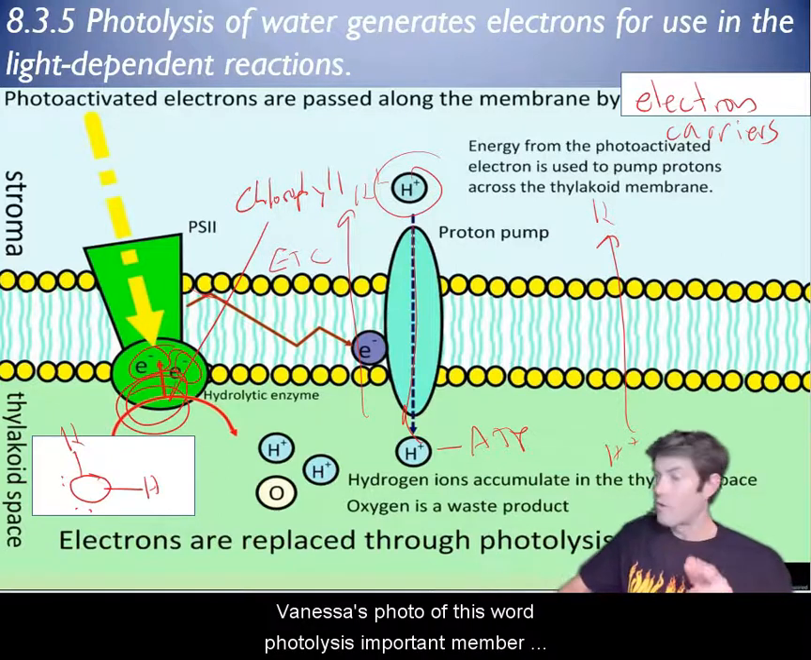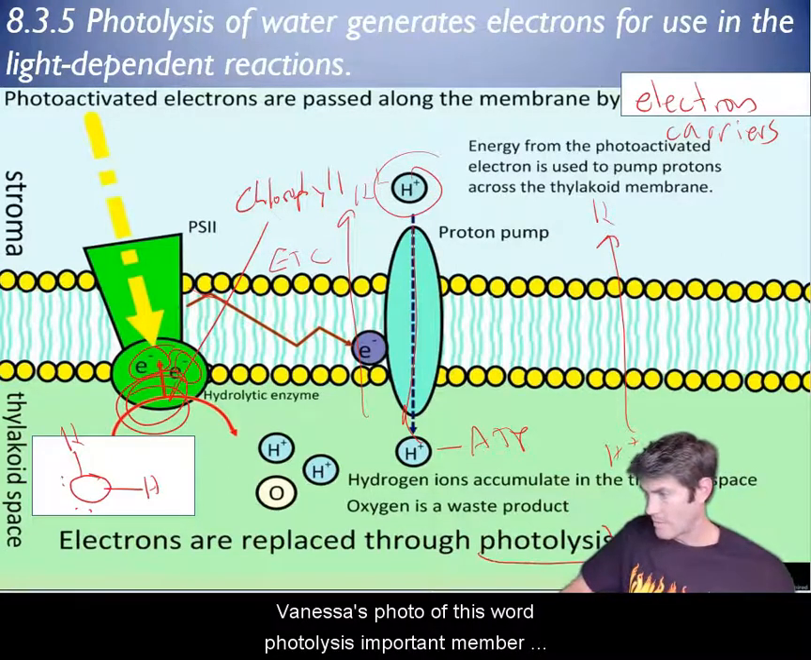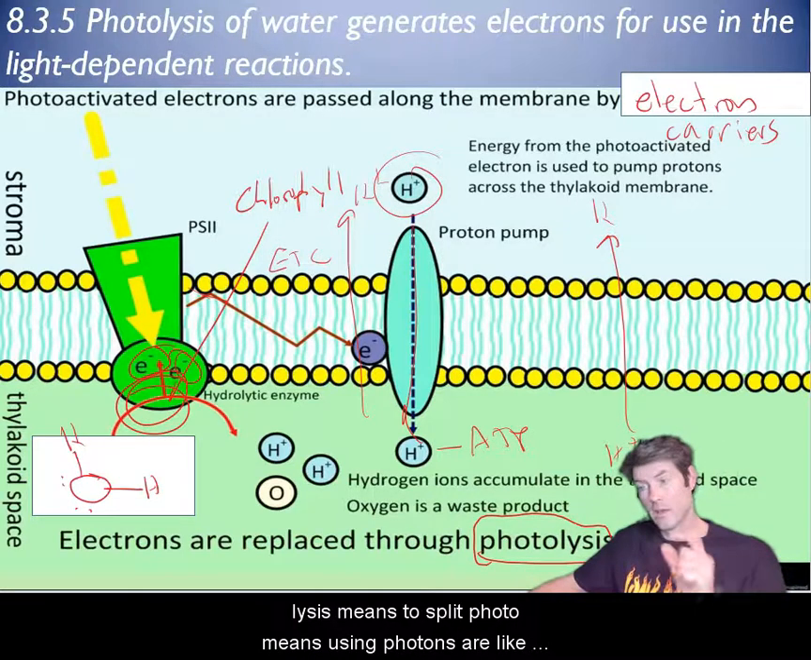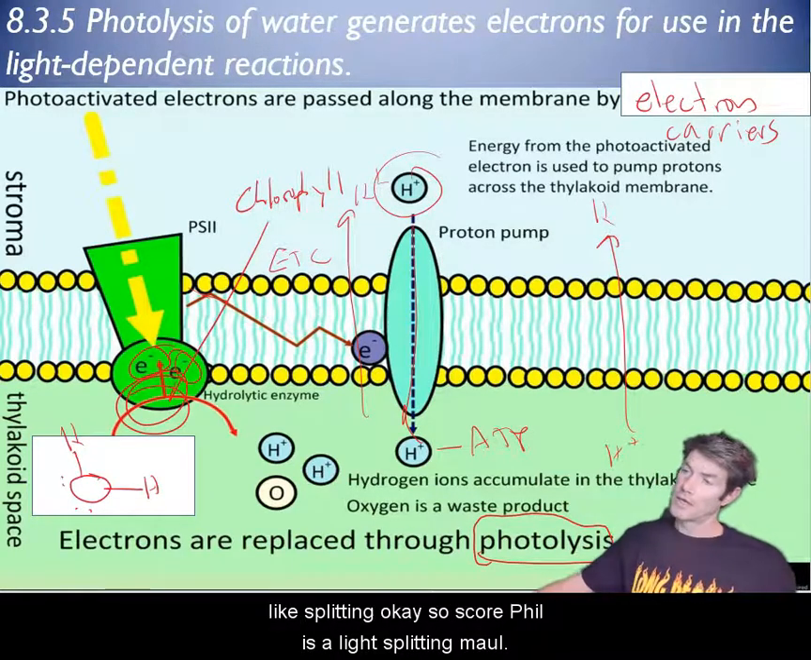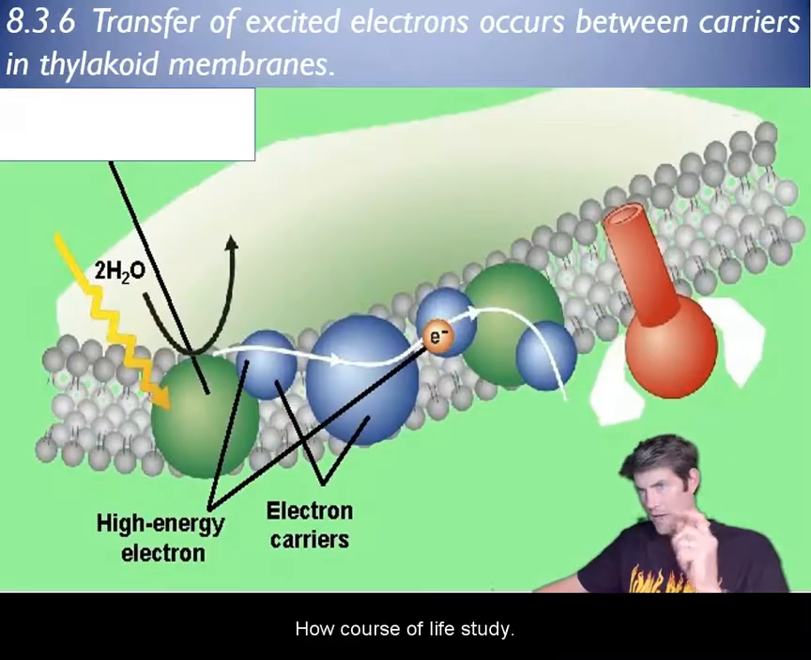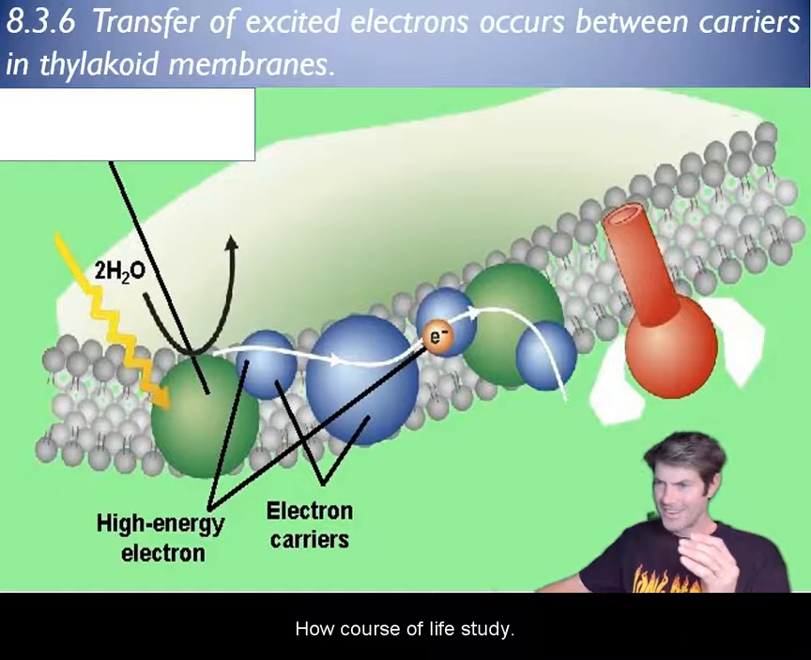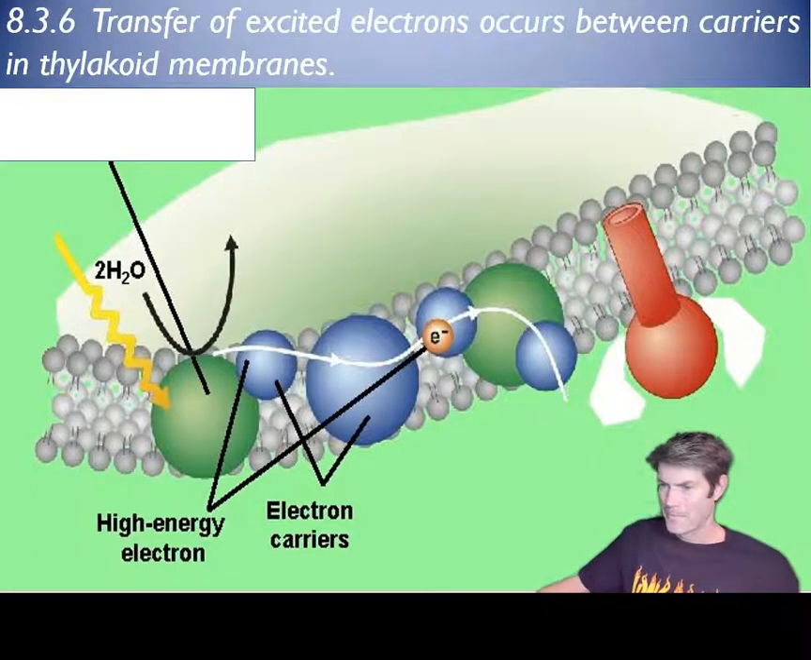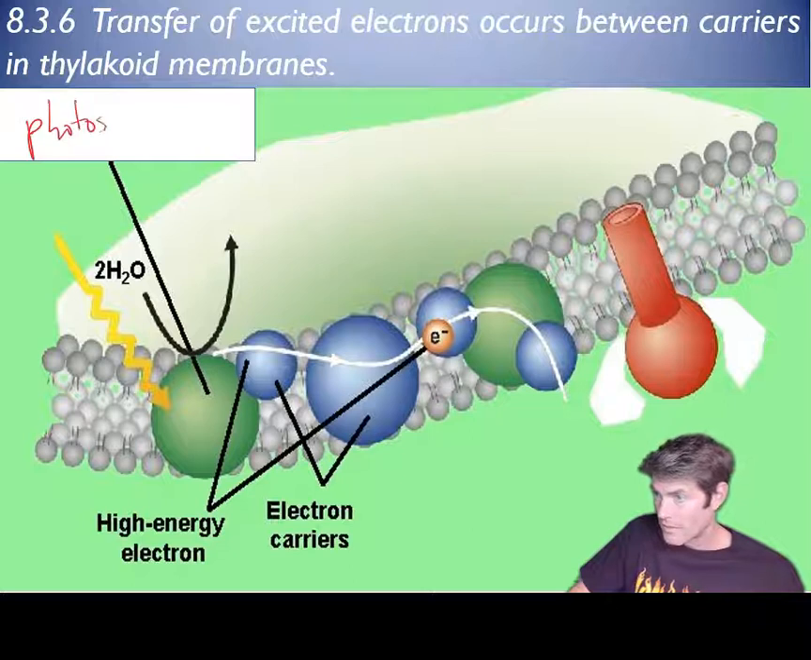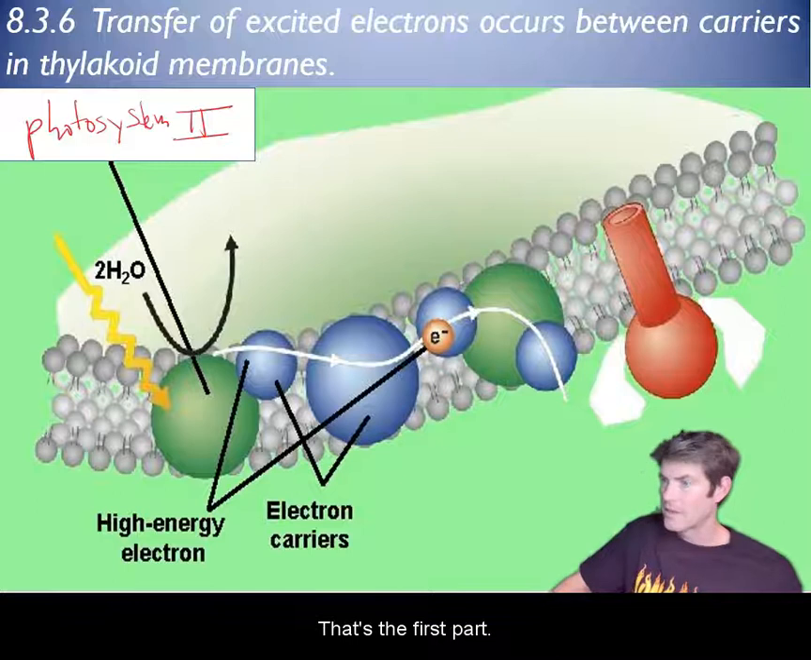And this word photolysis is important. Remember, lysis means to split. Photo means using photons or light. Splitting. Okay, so this chlorophyll is a light splitting molecule. How cool. So this is photosystem 2. Remember, that's the first part.